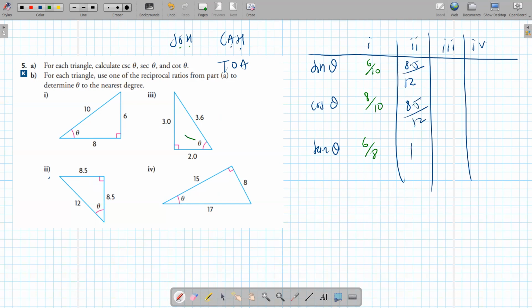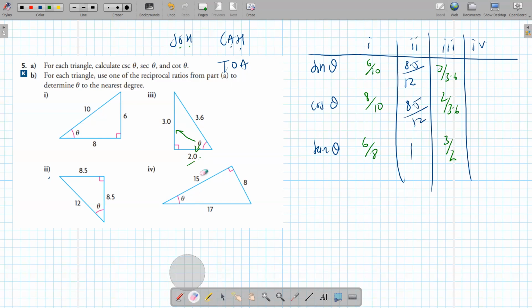The third one, so sine would be opposite over hypotenuse, so it's going to be 3 over 3.6. What's cosine theta? It'll be the adjacent over the hypotenuse. So 2 over 3.6? Yeah. Tan would be opposite over the adjacent. So 3 over 2, right?